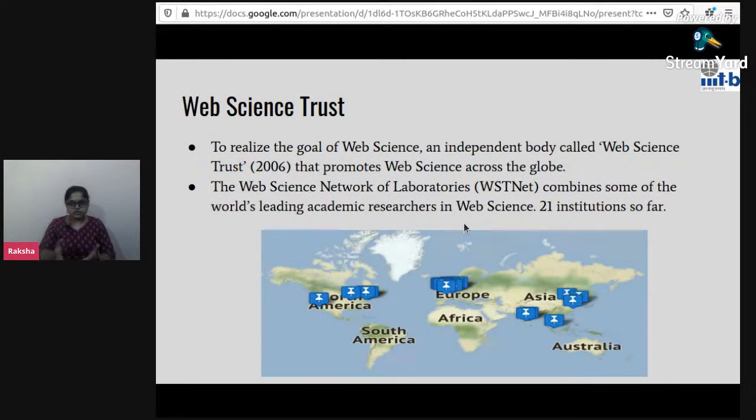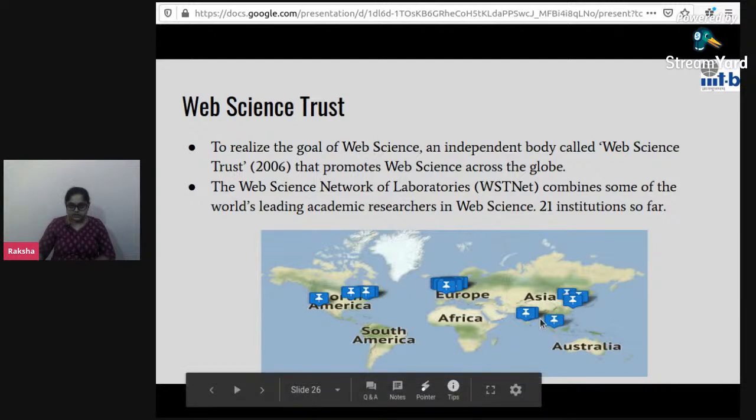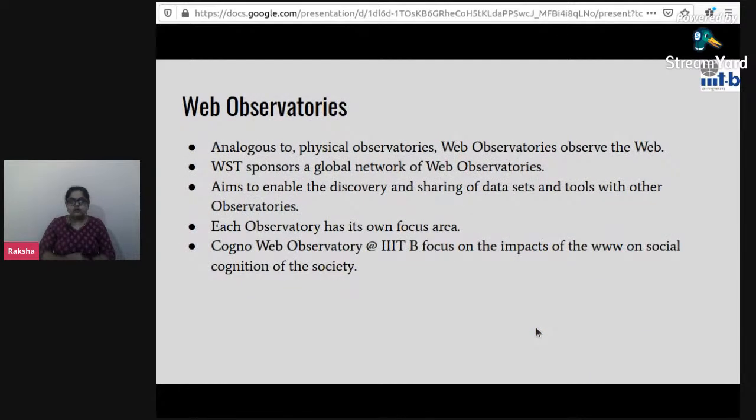Currently, there are 21 institutions around the world which are part of the Web Science Trust, with the Web Science Network. And if you can see here, there are 2 institutions in India which are part of the Web Science Trust: one is IIIT Bangalore, the other is IIT Madras. Right? So that is when the new concept of web observatories came in. So just like physical observatories, right?